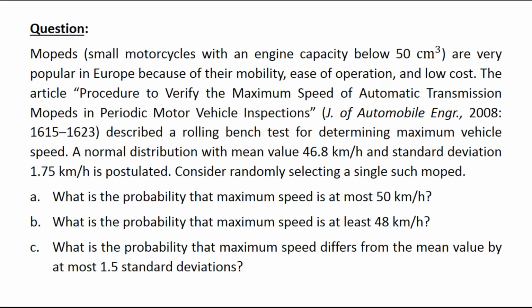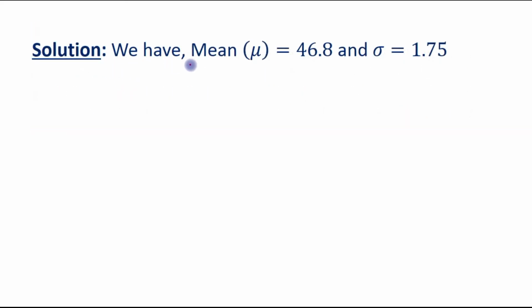Next question. Now we will collect only the important information from this question, that it is a question of normal distribution. Second thing, mean value is given as 46.8 and standard deviation is 1.75. So we can write, we have mean, that is mu, equals to 46.8 and standard deviation, that is sigma, equals to 1.75.